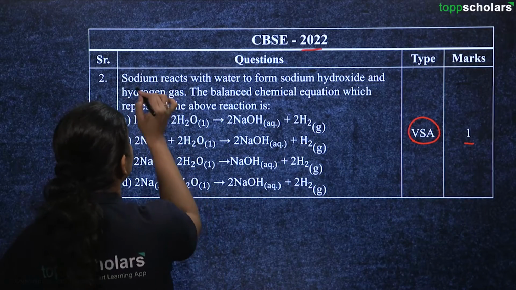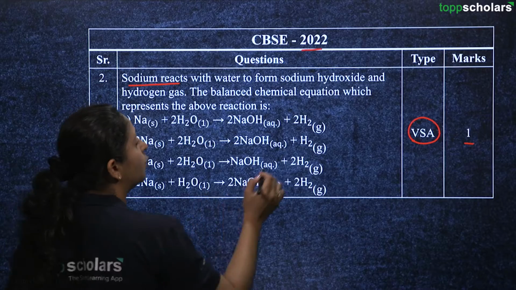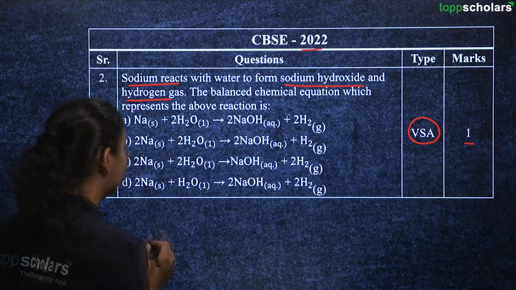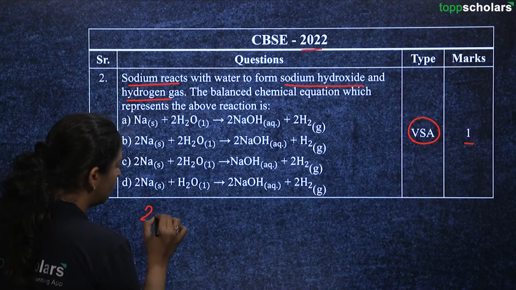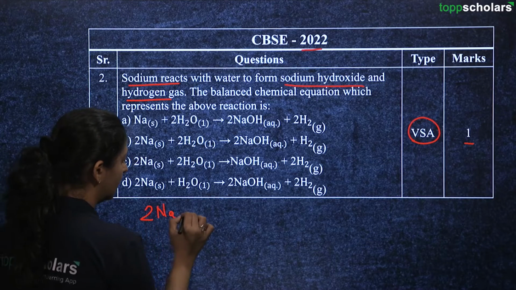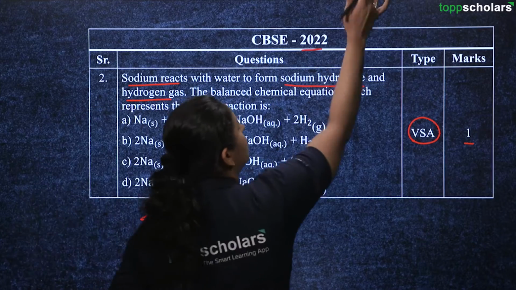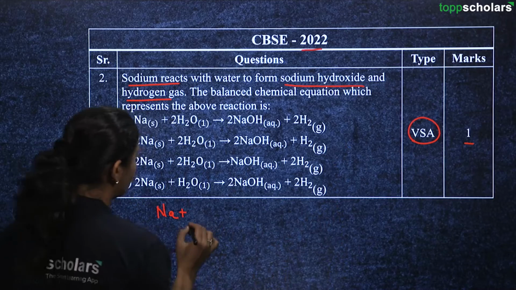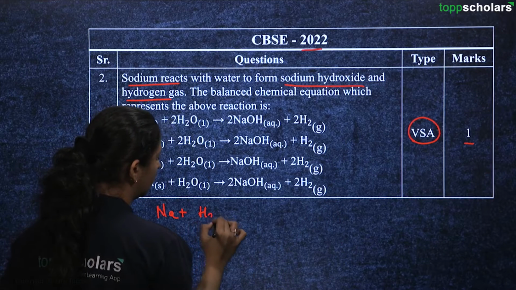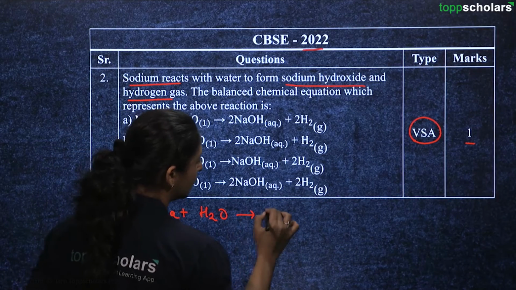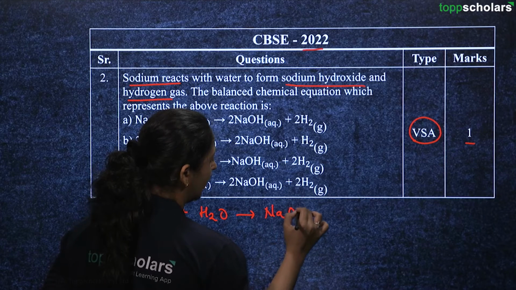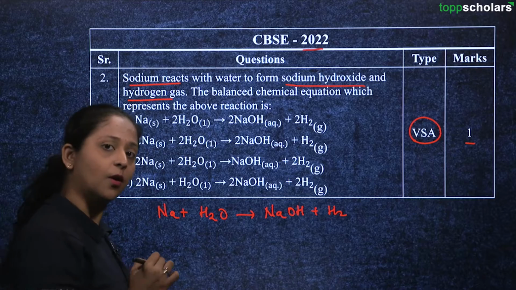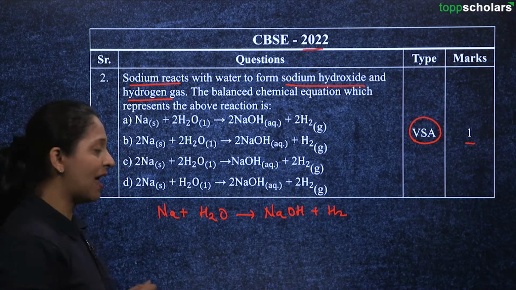The question here says sodium reacts with water to form sodium hydroxide and hydrogen gas. So let us determine the reaction first. Let's say we just write the reaction first, not even the balanced one. So you have sodium reacting with water, giving you sodium hydroxide and hydrogen gas. From this only you can start balancing, children.